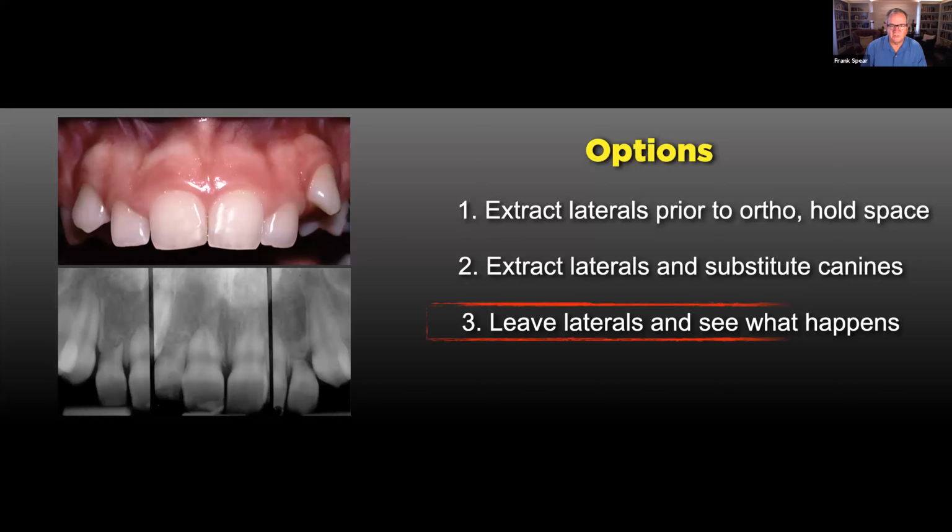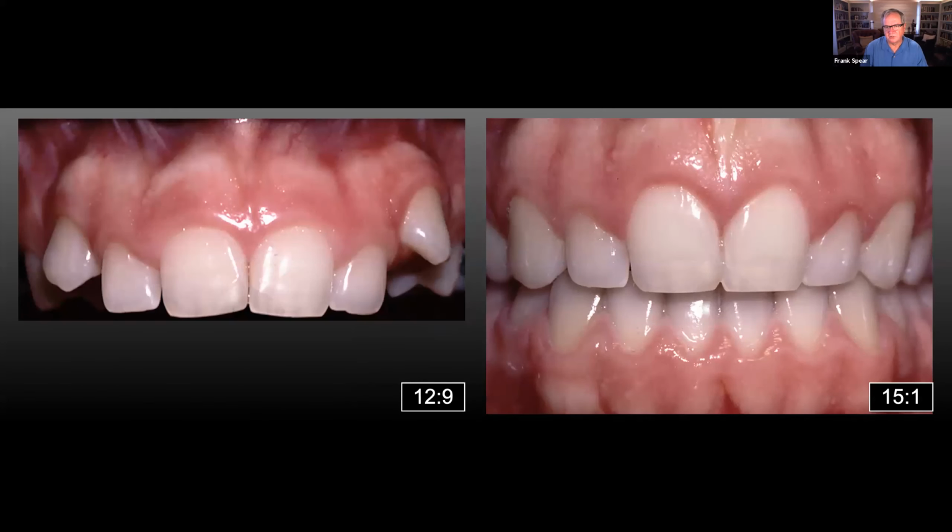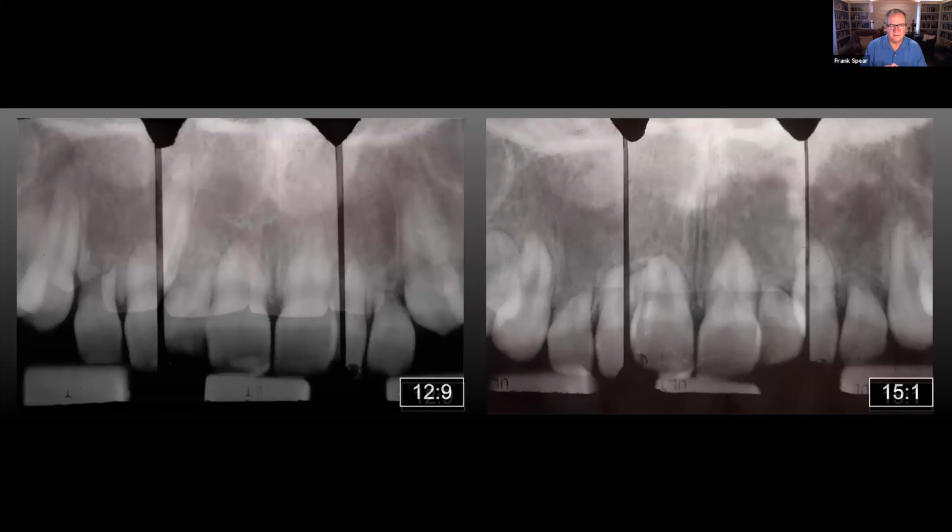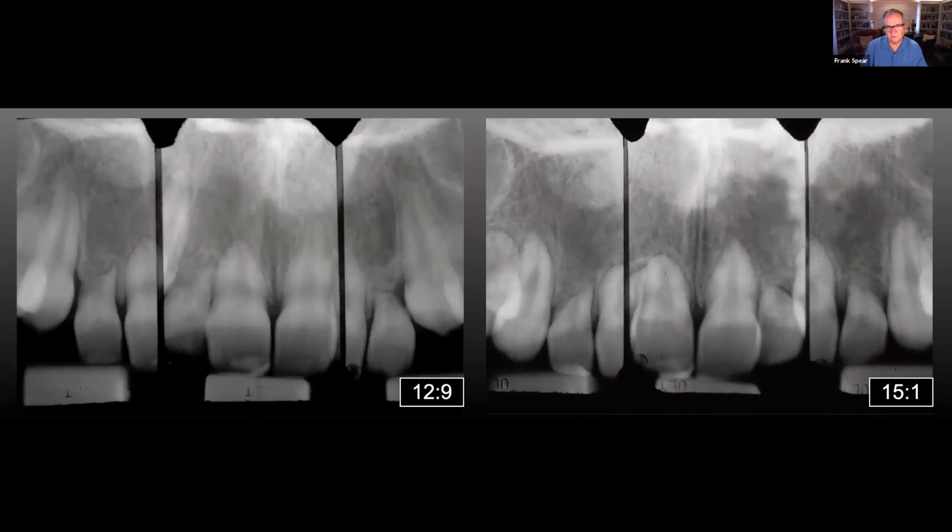So what Vince chose to do is, they've been this way 5 years, let's see how they do. Let's leave the lateral incisors and see what happens through ortho. So there she was when he started ortho. Here she is a little over 2 years later. Ortho's been completed. The teeth are all lined up. And this is how the roots looked when she was 12-9, and this is how they looked at 15.